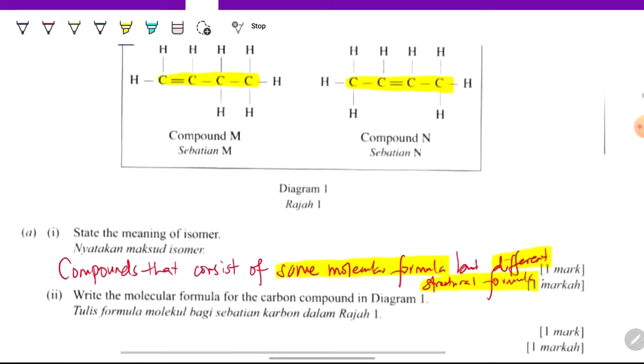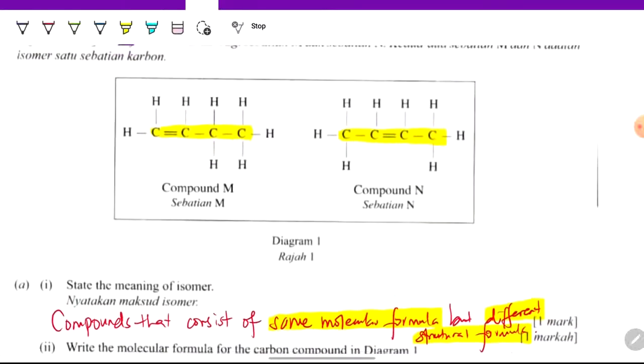If we look into the condition here, you see it has 4 carbon, so it's C4, hydrogen, it has 8 hydrogen. For compound N, also C4H8. So they have the same molecular formula but the structural formula is different. The structural formula difference here will be the position of the carbon-carbon double bond.